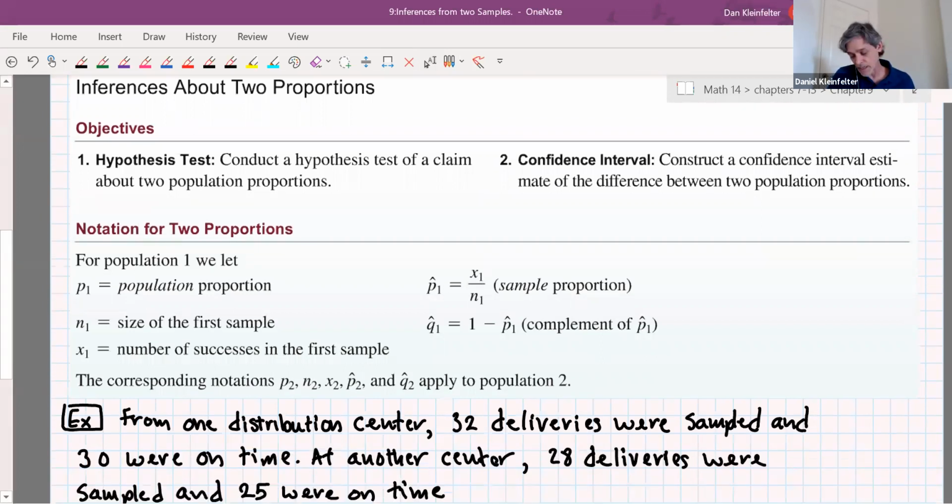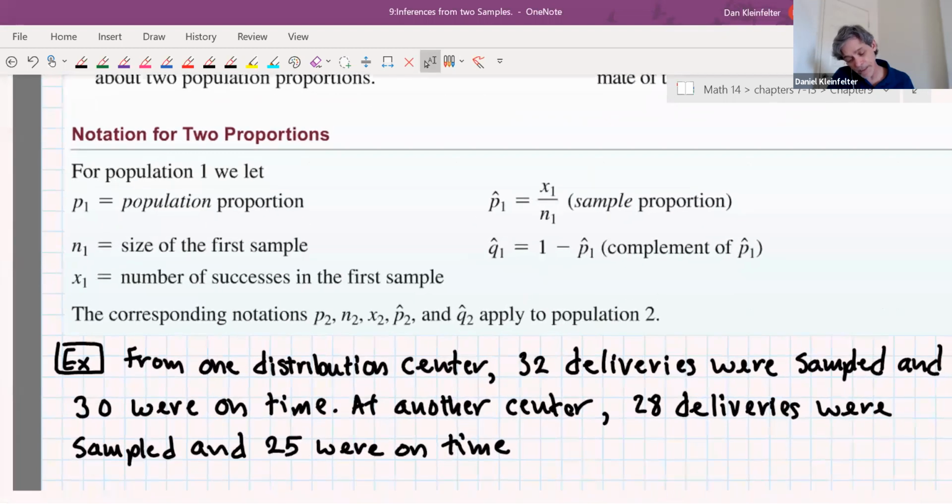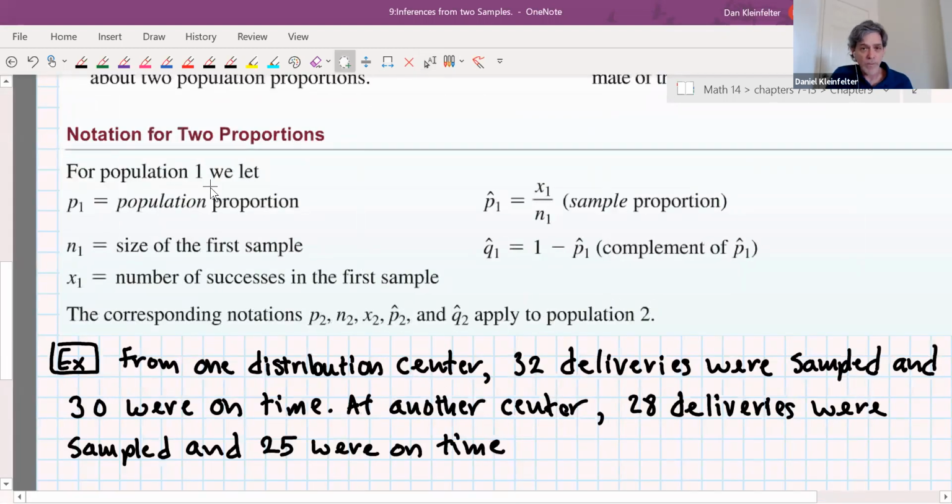So some definitions to begin with. We have two populations. We'll call them population 1 and population 2. P1 will be the population proportion. N1 is the size of the first sample, so N is a sample size. X1 is the number of successes in the first sample, like the number of buses that run on time, let's say. So P1 hat will be the sample proportion, X1 divided by N1. And then the complement of that, which is Q1 hat, will be 1 minus P1 hat.